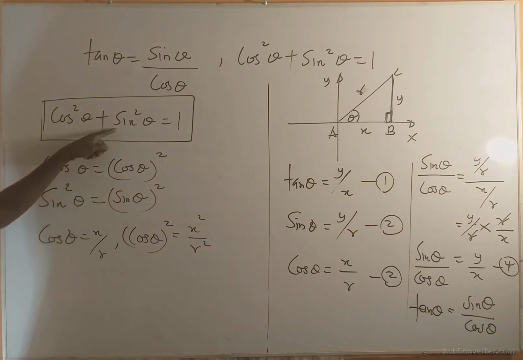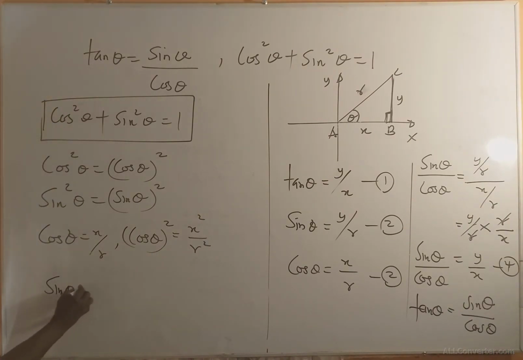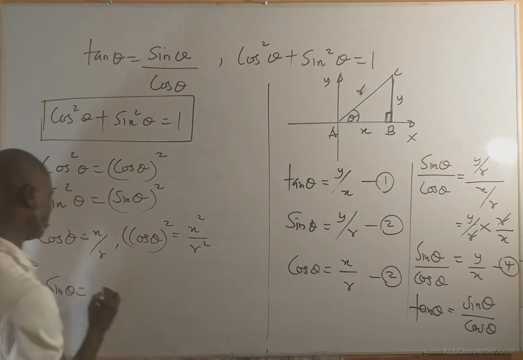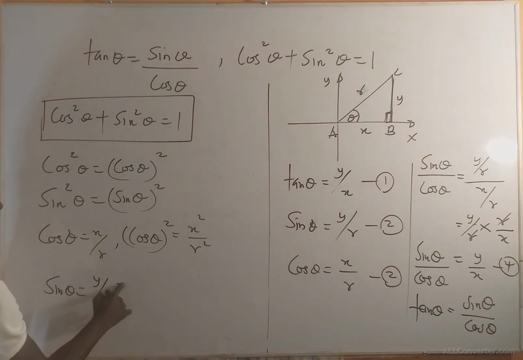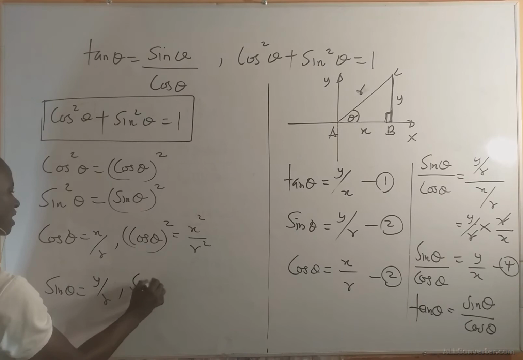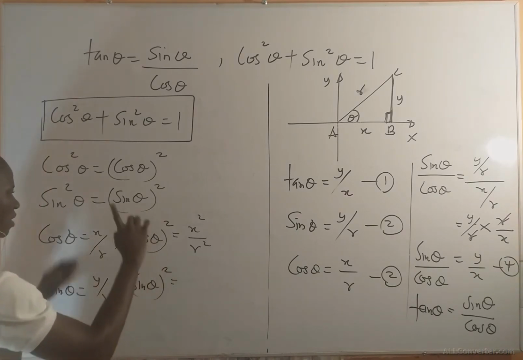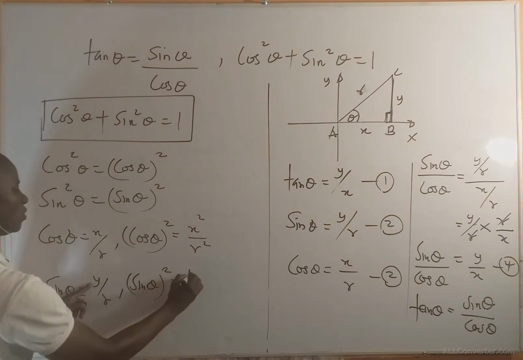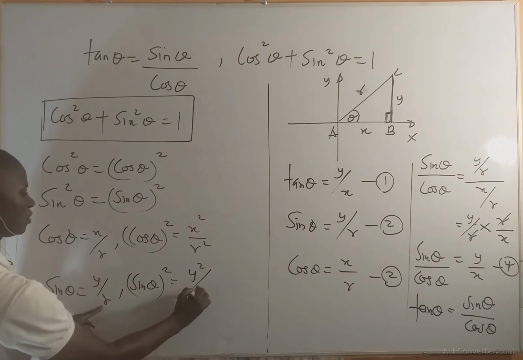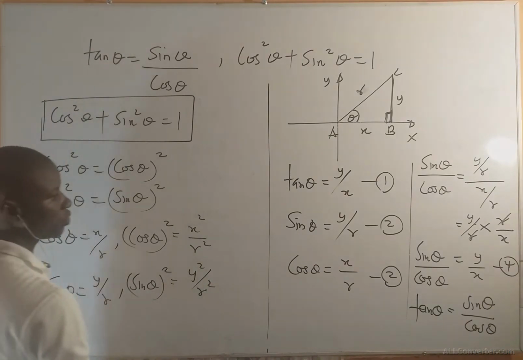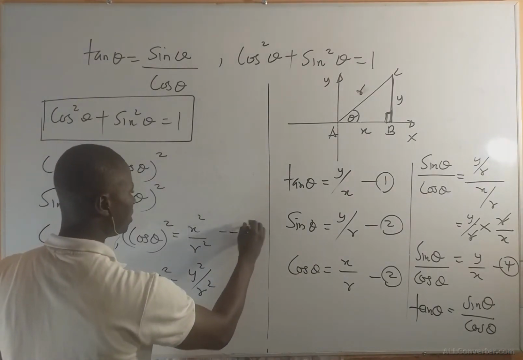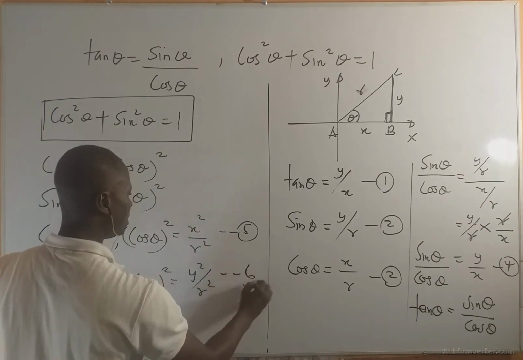Then we also have sine theta. So sine theta is y over r. And therefore, when we say sine theta all square, it means we are also squaring everything. So y square will give us y square here. Then this will also give us r square here. Okay, so let this one be equation 5 and let this one be equation 6.